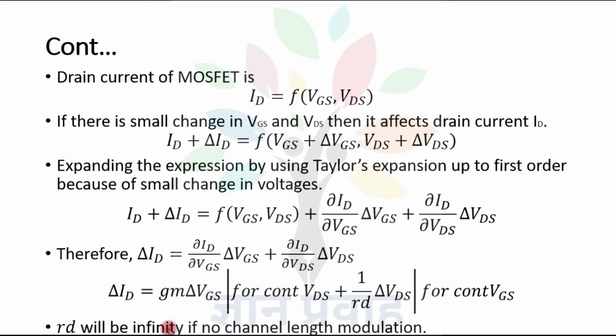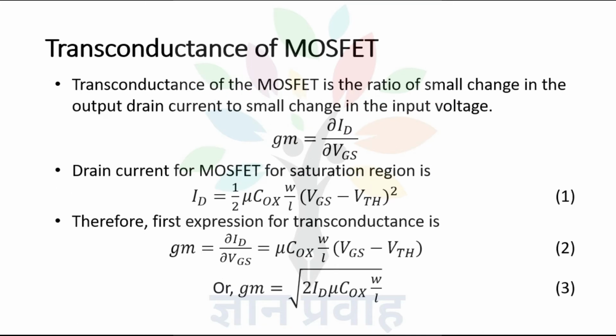The value of rd will be infinity if there is no channel length modulation. It means this term will be 0, since 1 upon infinity means 0. So the small change in drain current equals gm times the small change in VGS for constant VDS DC voltage, if there is no channel length modulation. It means we need to calculate the transconductance of the MOSFET for finding the AC analysis of the MOSFET device. Transconductance of MOSFET.